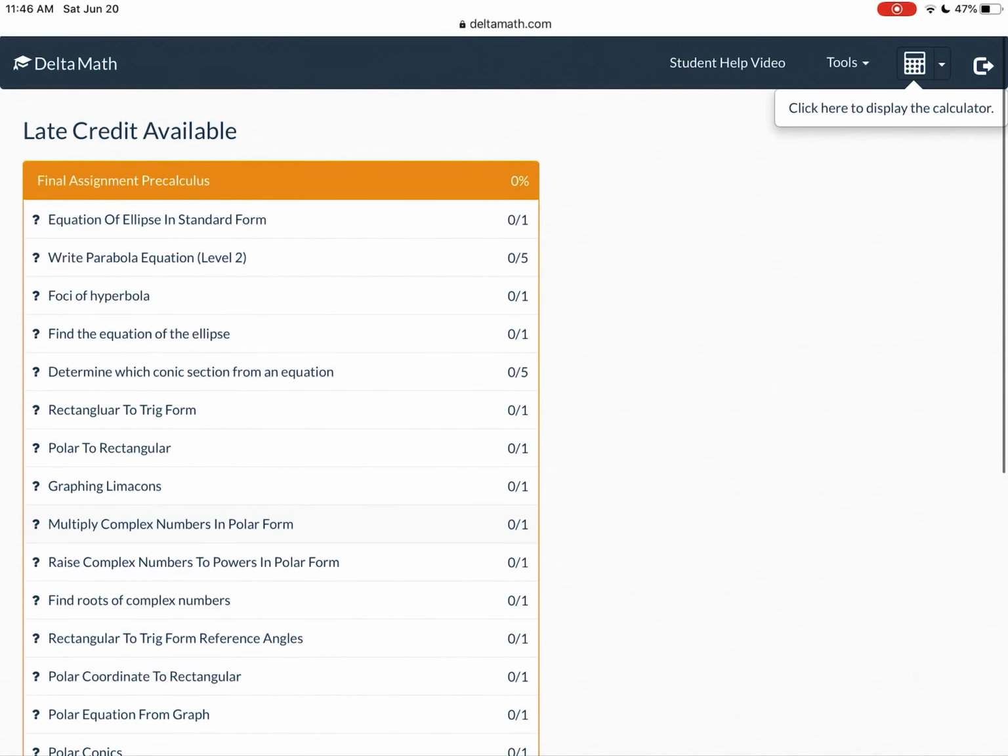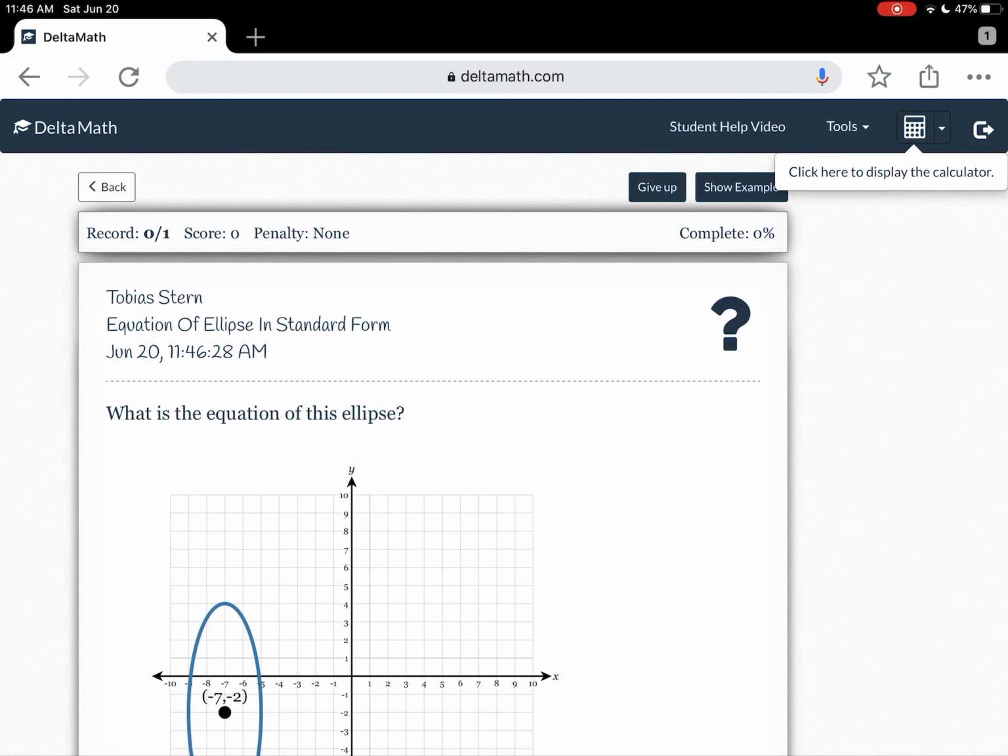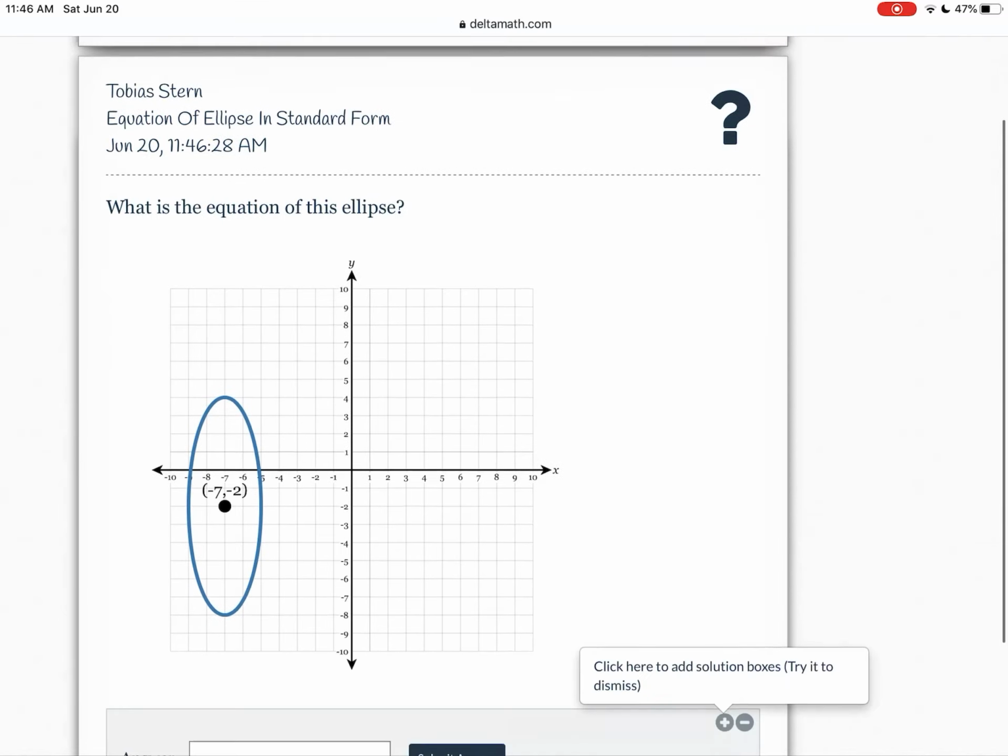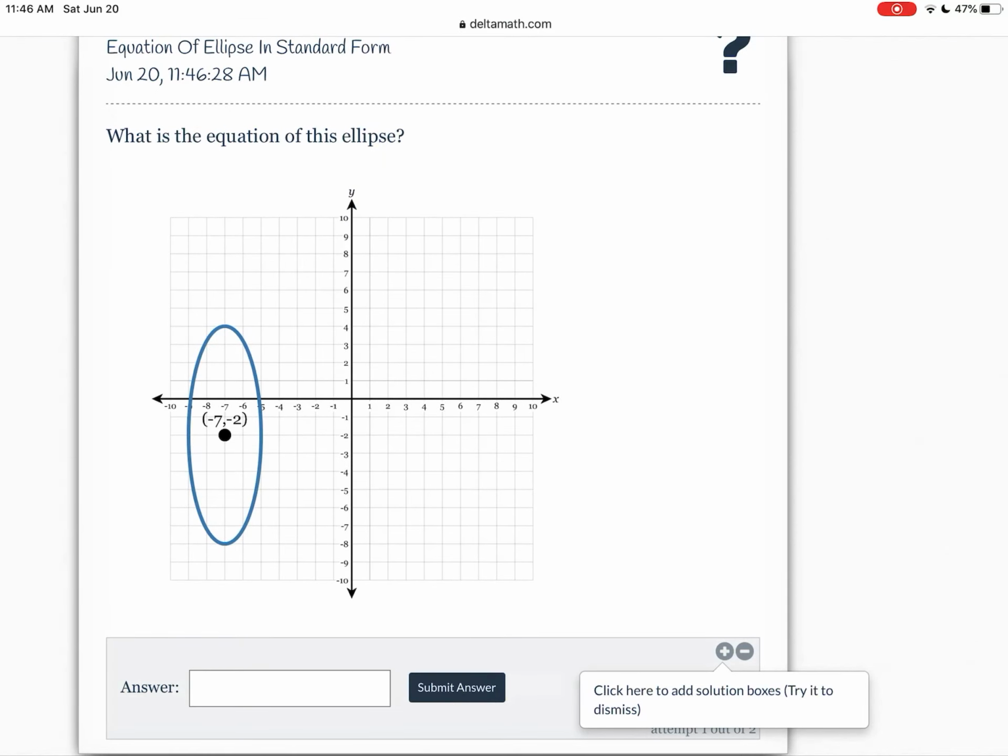Okay, I'm just going to show you how you would go about submitting answers. So let's click on this first one. All right, you see the skill is called Equation of an Ellipse in Standard Form. And it's just asking you to write down the equation of that ellipse from knowing its center and also knowing its semi-axes, sort of the lengths of the shortest diameter and the longest diameter.